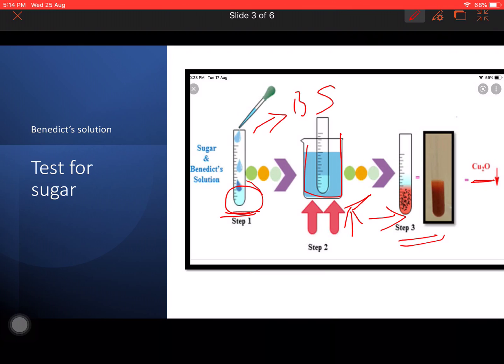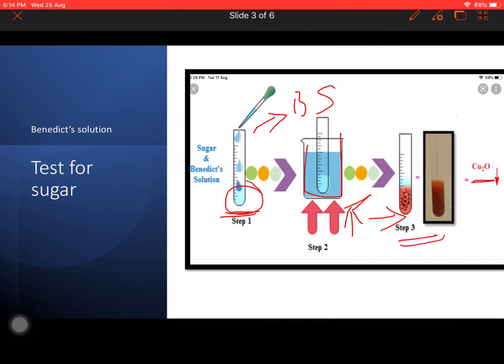Is it clear to everyone? The steps I have told: we add a few drops of Benedict solution, heat it in a water bath or on a slow burner, and then cuprous oxide is formed as a precipitate. But in place of the sugar solution, if we take tamarind or lemon or anything else, this precipitate will not come, and they don't have any glucose in them.